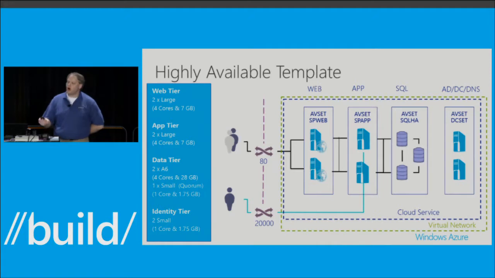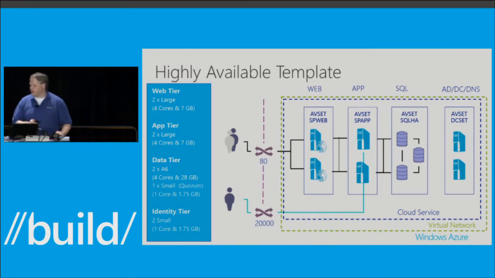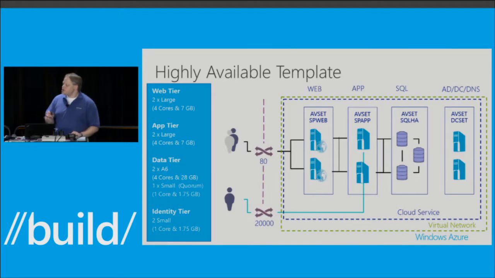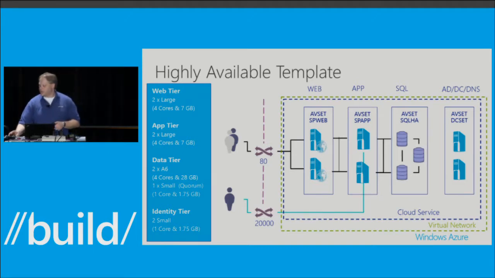The virtual network also allows you to connect multiple services together to use the back-end data center network, and we'll show you how that works. Finally, virtual network allows some of the cross-premise connectivity that we'll talk about here in just a moment. The final thing I wanted to point out on this layout is that there's load balancing. We set up HTTP load balancing on the front end for the web servers, and then another load balance endpoint on the application servers.